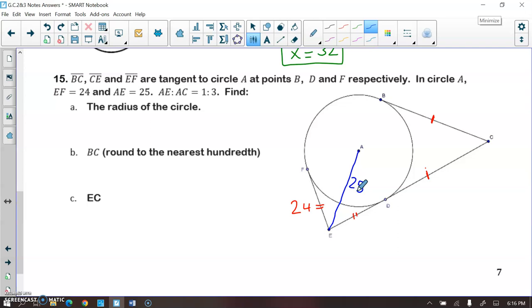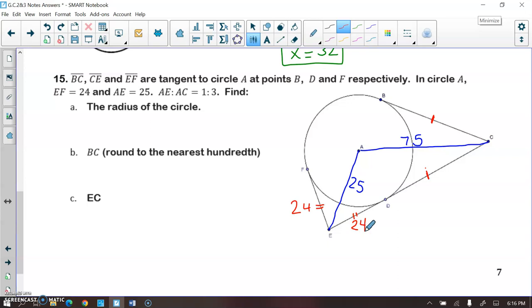And AE to AC has a ratio of 1 to 3. So what that would mean is that if I take AE, which is 25, and I multiply it by 3, I would get AC to be 75. Another thing that we can find right away is that since FE is 24, then ED is 24. So that's something that we can deal with right away.